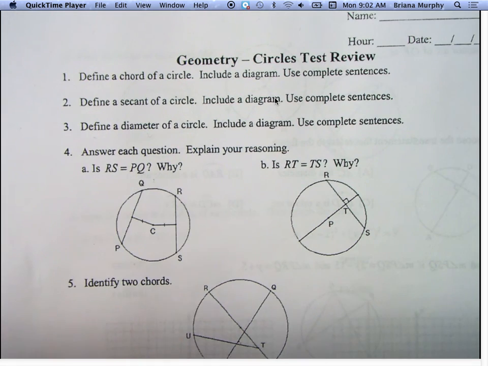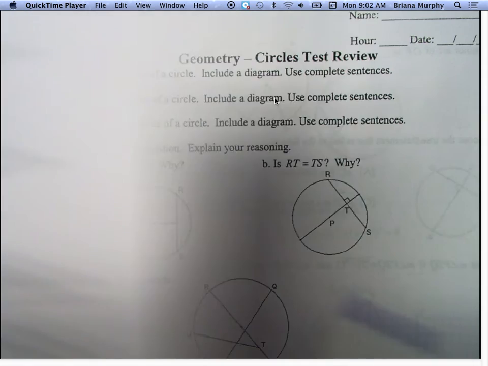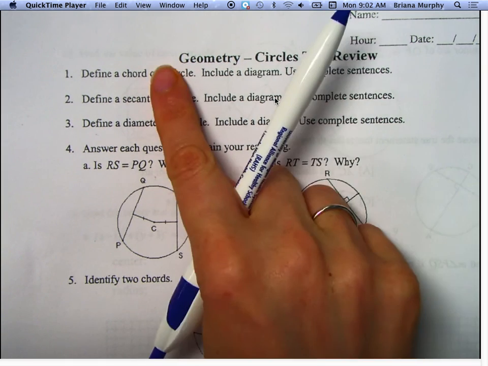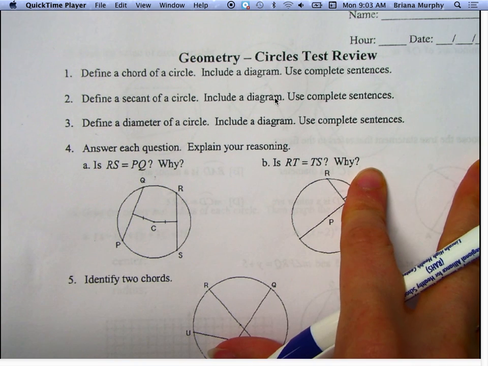Let's make sure it's in front of us. We're going to go through this. Some of these were, I think, a little bit harder towards the front and easier towards the back if you had the formulas. So we're just going to go through this. 1, 2, and 3 says we're supposed to define something and include a diagram.